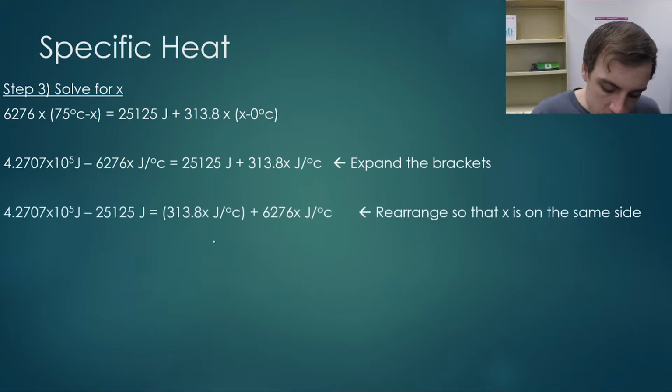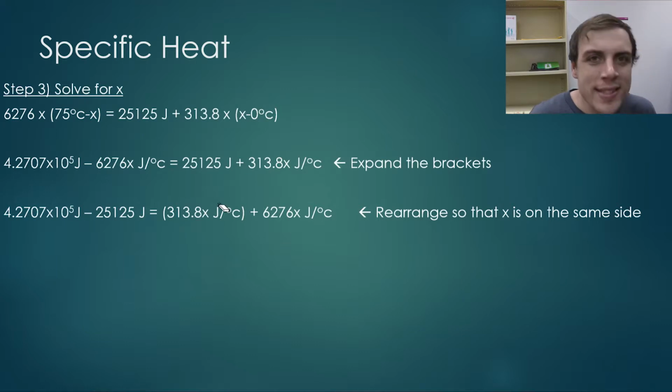So what we can do is start to shuffle these things around so that we have all the X's, so our unknowns, on the same side. By moving this negative 6276X over here, this turns into a positive value. And that's why we can see this is now a positive. And our 25,000 joules, as this moves over here, because that was a positive value, now turns into a negative.